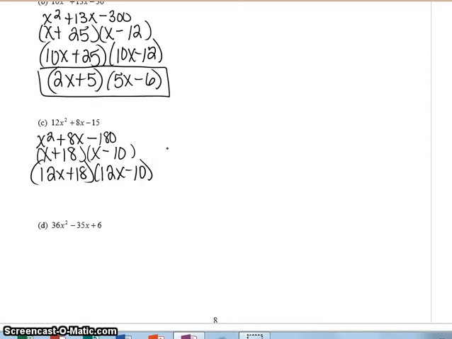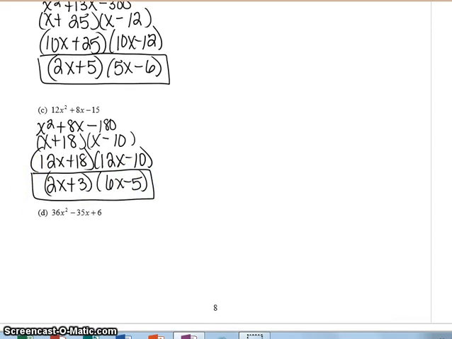Last step, reduce. So 12 and 18, divide them both by 6. And you're going to get 2x plus 3. Second binomial, 12 and 10. You divide them both by 2, and you're going to get 6x minus 5. Okay. Moving on to part D.